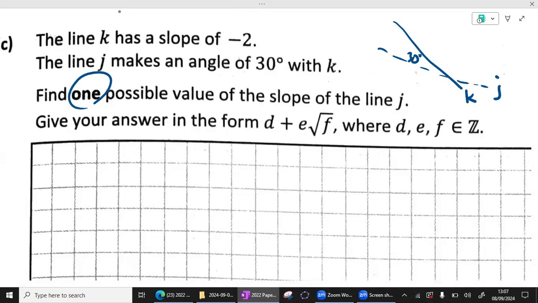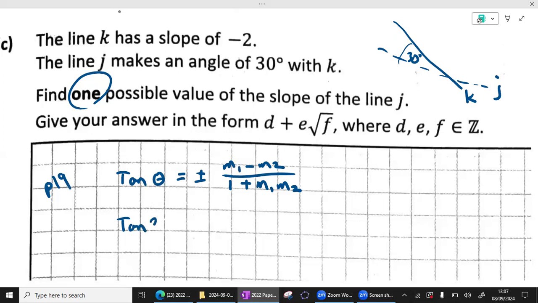Now, the minute I hear makes an angle, I go to page 19 this time, and I go to the formula that talks about angles between lines. So I'm going to copy down my formula. So a very easy question, again, from this 2022 paper, all just really picking formulas and filling in. Now, it's going to be the tan of 30. So it's tan of 30 degrees equals plus or minus. Now, it's interesting. They've asked for one possible value of the slope.